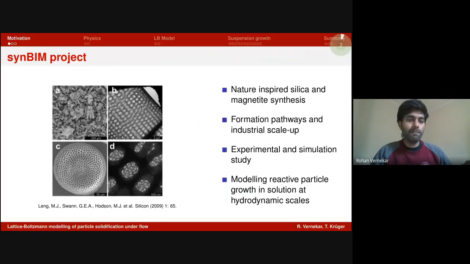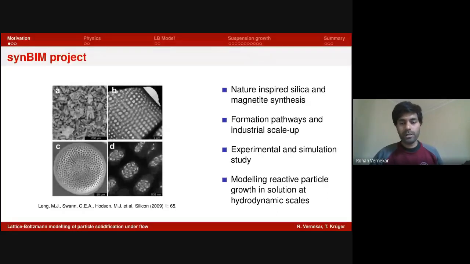conditions. This work is part of a larger project called SynBIM, going across 3 different universities: Edinburgh, Sheffield, and Strathclyde. This project deals with manufacture of silica and magnetite nanomaterial using nature-inspired methods. SynBIM stands for Synthetic Bio-Inspired Manufacturing. And the consortium is trying to understand the formation pathways of these nanomaterials, as well as use nature-inspired processes at the industrial scale so that we can have a larger amount of product with less wastage.